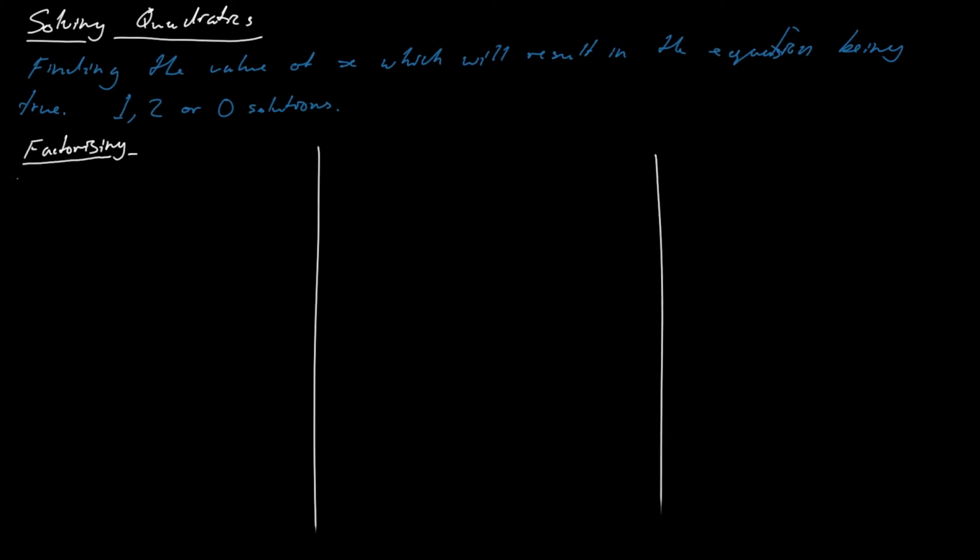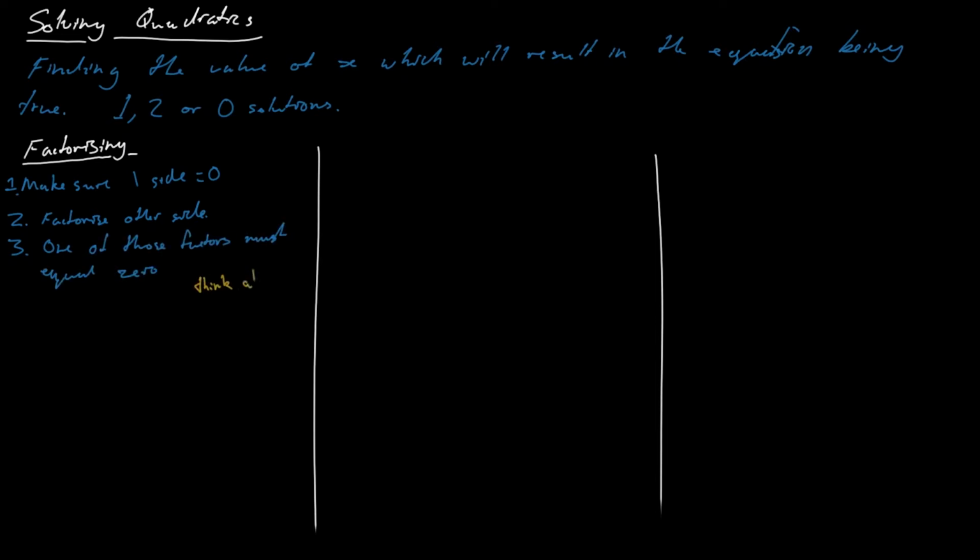So in order to solve a quadratic equation by factorizing, we make sure that one side is equal to 0, then we factorize the other side and realize that in the factorized version there's two things being times together, and one of those things must be equal to 0 if the other side is equal to 0. So if you have two numbers multiplied together, one of them must be 0. This is also called the zero factor property.